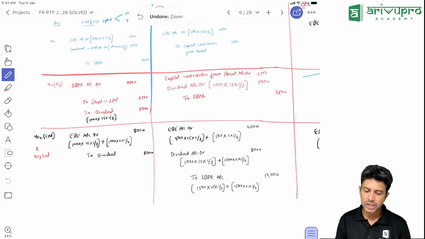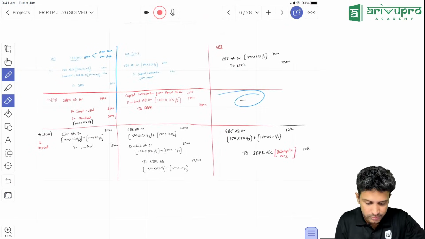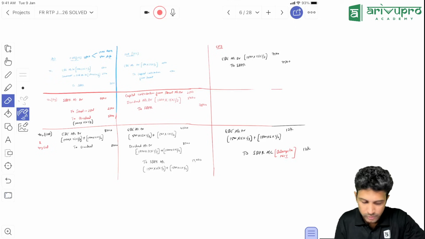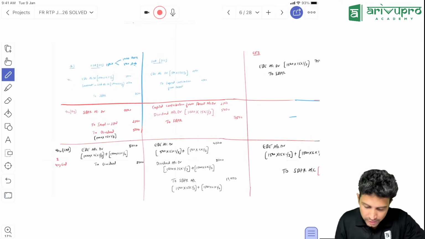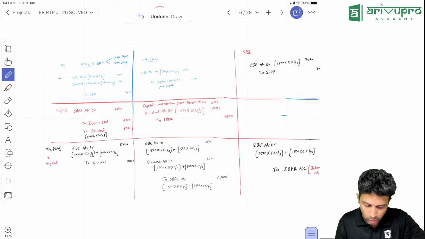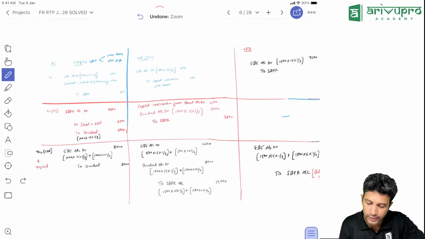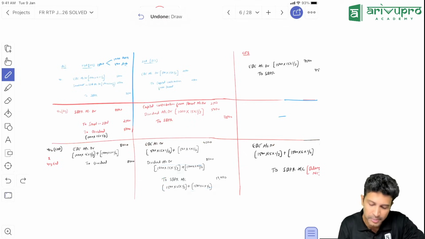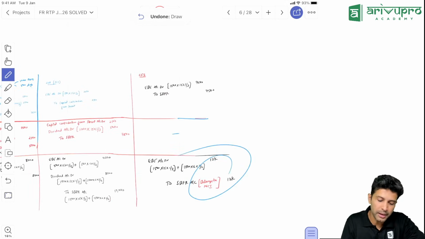Okay. Now, in consolidated financial statement, what do you do? Employee benefit expenditure debit 8, here debit 4. So totally it is 12,000. Okay. Dividend credit 8,000, dividend debit 8,000. It will get nullified. Okay. Then remaining is SBPR. SBPR how much? 12,000. To SBPR 12,000. That's all. The entry matched out.